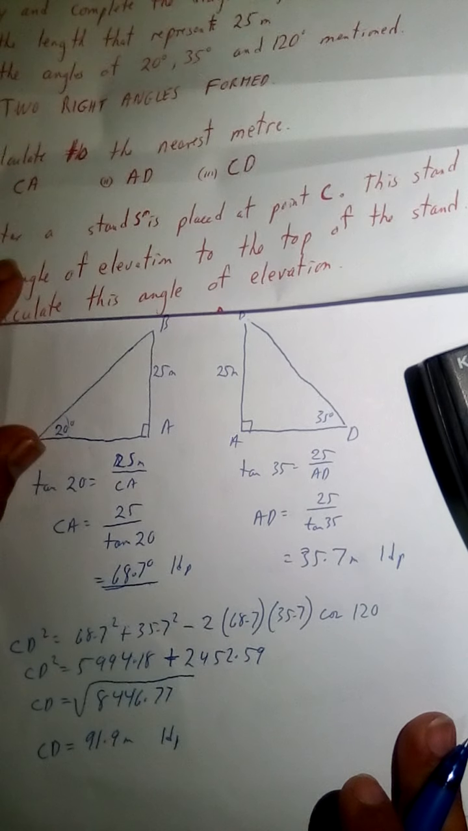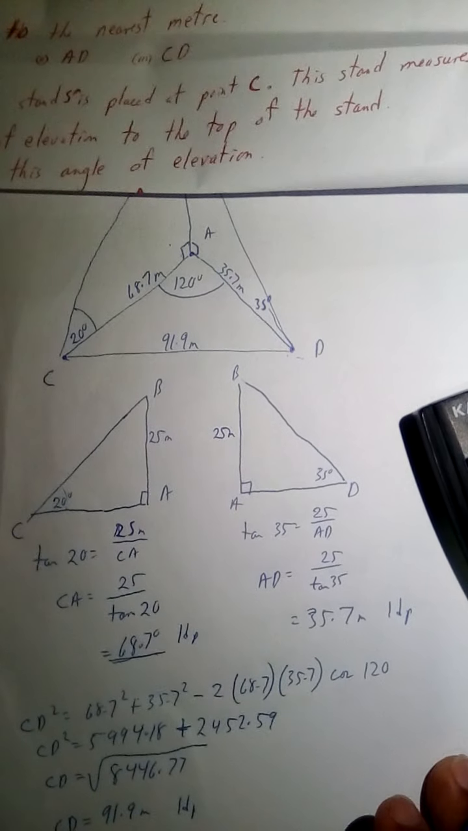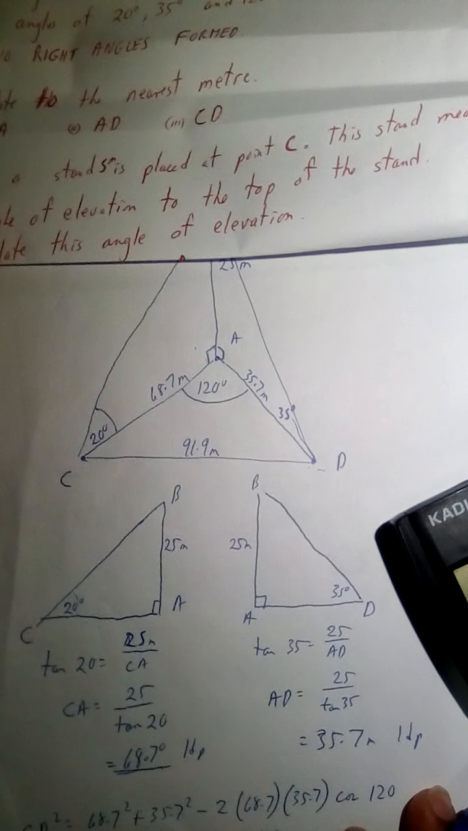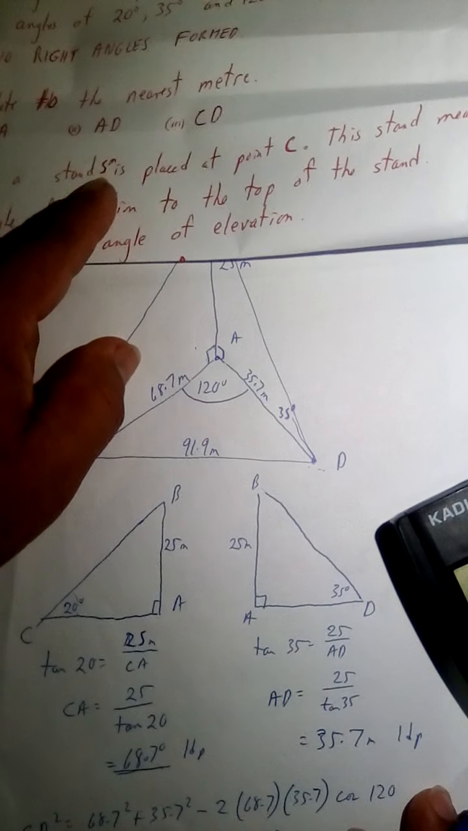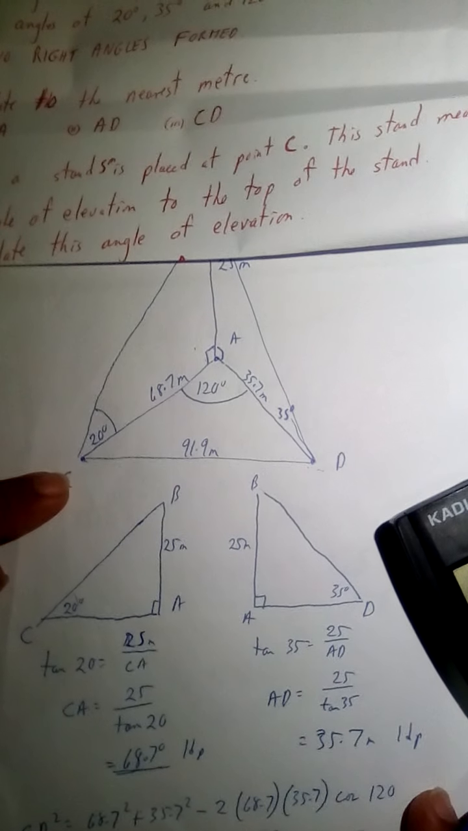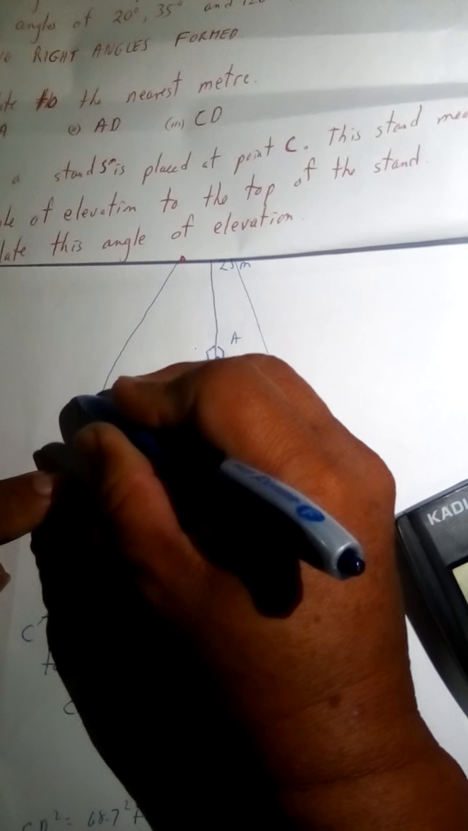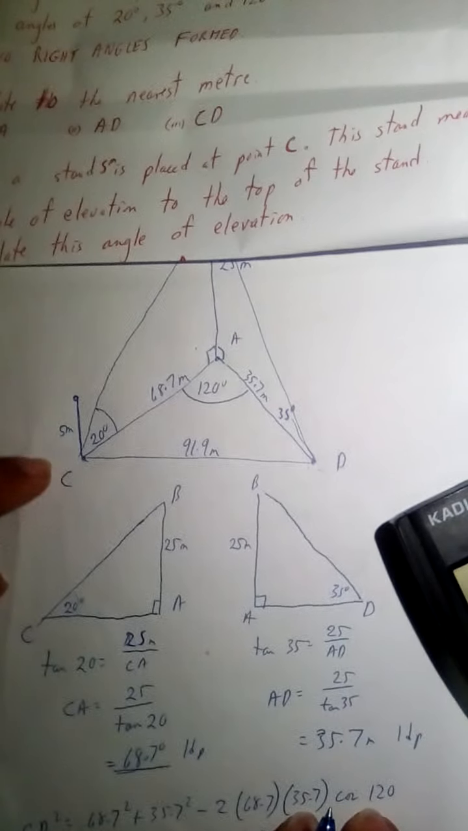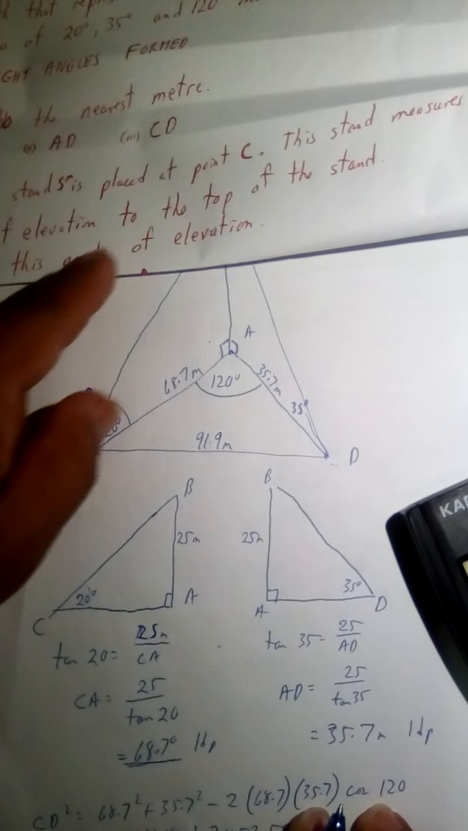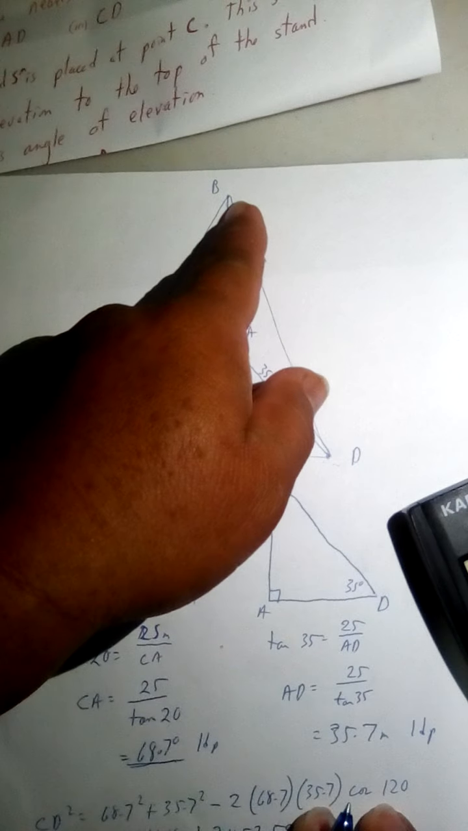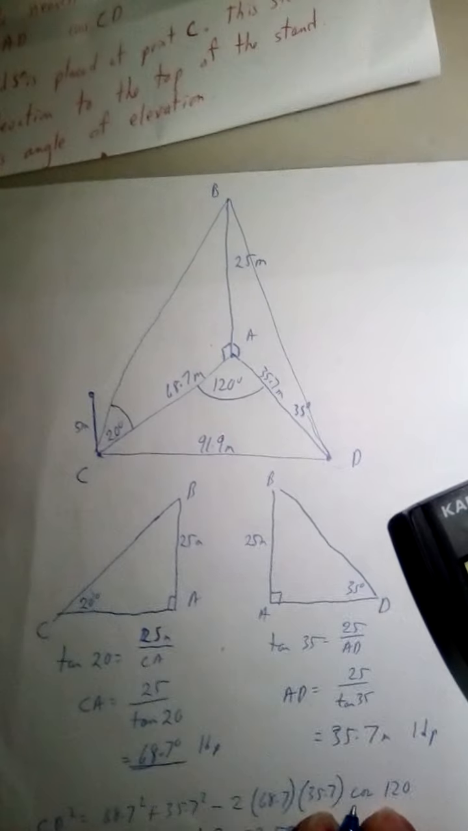Now they come to the problem here and they're telling you that some change was done. So we come back here again and they say later a stand 5 meters is placed at point C. This point C, something's placed here 5 meters, so you put here 5 meters. This stand measures the angle of elevation to the top of the stand. So there's an angle of elevation.